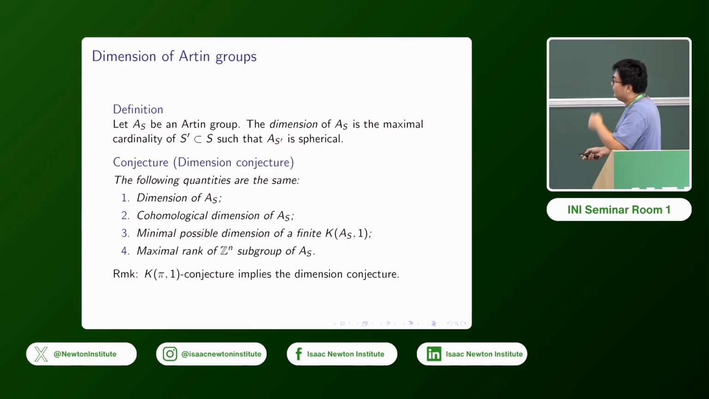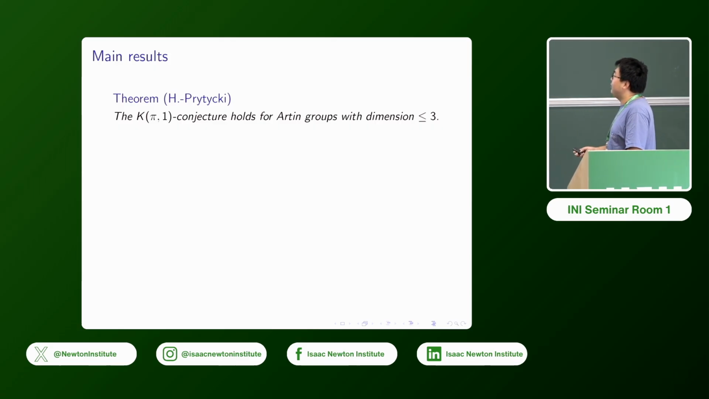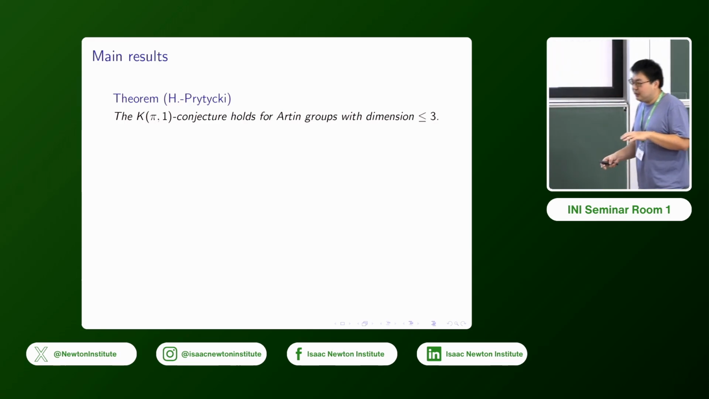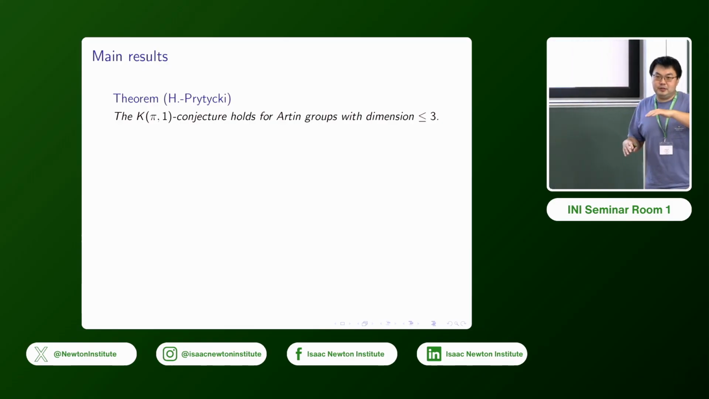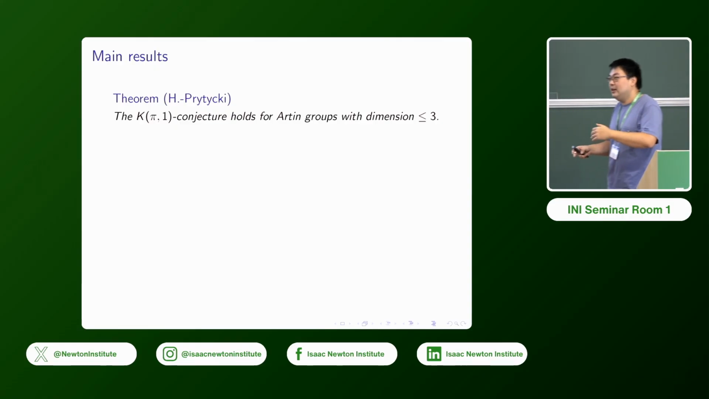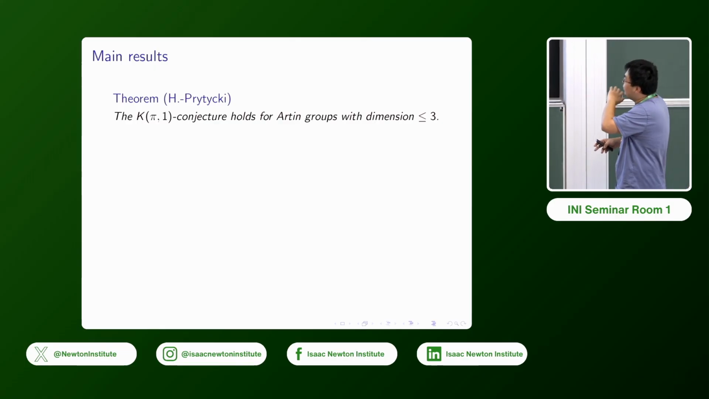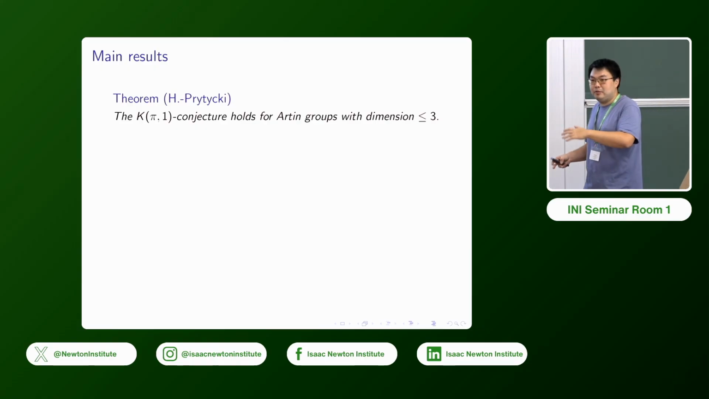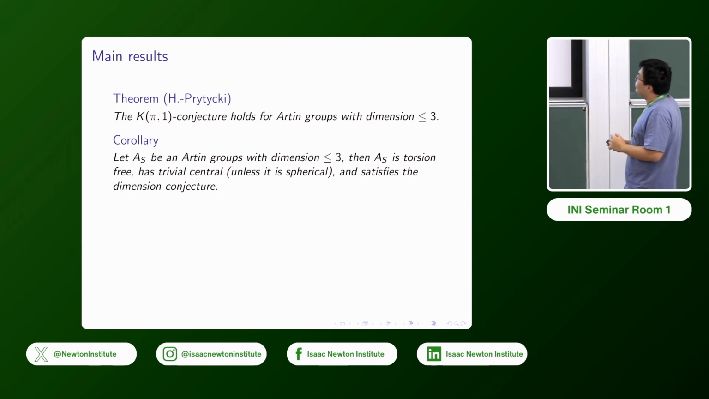Okay, so now I'm ready to state the main result. With Piotr Przytycki, we proved that the K(π,1) conjecture holds for Artin groups of dimension at most 3. For higher dimensional Artin groups, we also have results. Basically, for each dimension, we produce an infinite family of Artin groups whose K(π,1) conjecture was not known before. But unfortunately, our result in high dimension is much less complete. So in today's talk, I'm going to focus on the dimension 3 case, which is already interesting enough. If I have some time towards the end, I'll say a few words about what we did in high dimension.